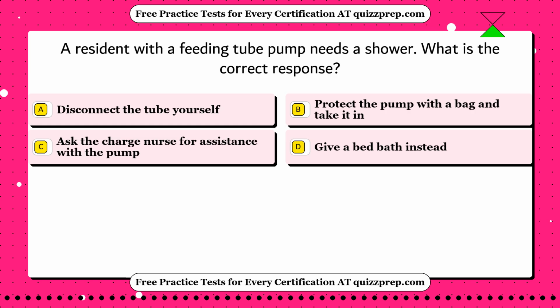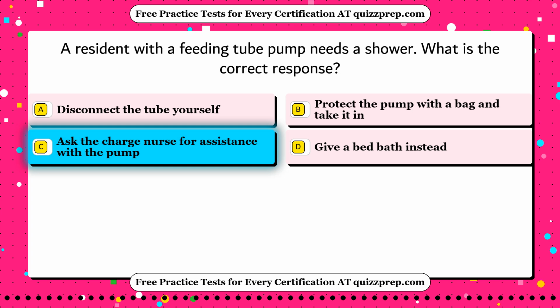Question 177. A resident with a feeding tube pump needs a shower. What is the correct response? Option A, disconnect the tube yourself. Option B, protect the pump with a bag and take it in. Option C, ask the charge nurse for assistance with the pump. Option D, give a bed bath instead.